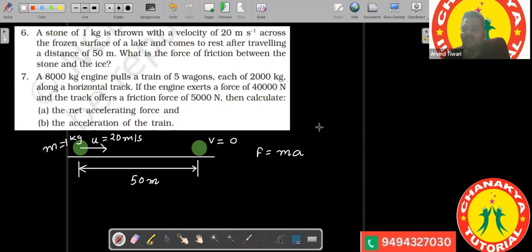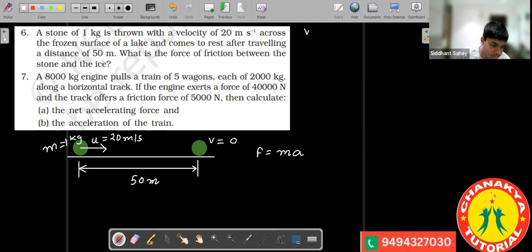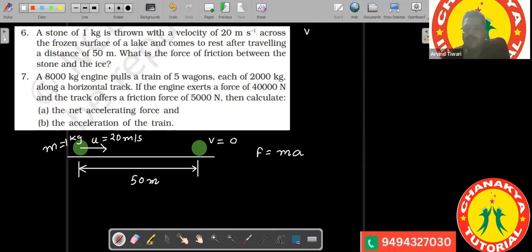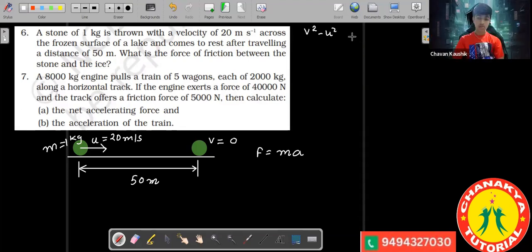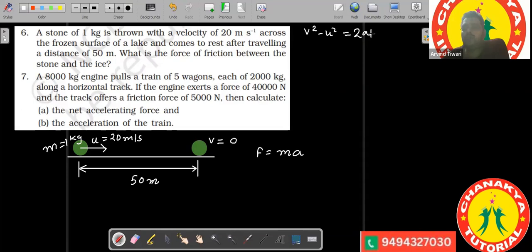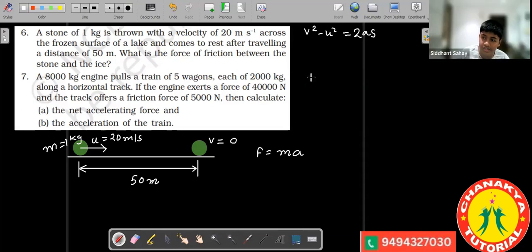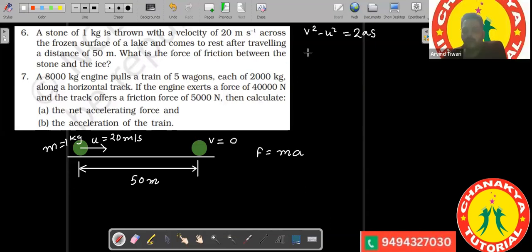Siddhant, have you got the answer? No, sir, just 1 second, sir. And Chavan Kaushik, have you got the answer? No, sir. Okay. So do you know how to solve it? Yes, sir. First we have to use the equation of motion, then we'll get the acceleration, and then by using the acceleration, we have to find the force applied. Okay.